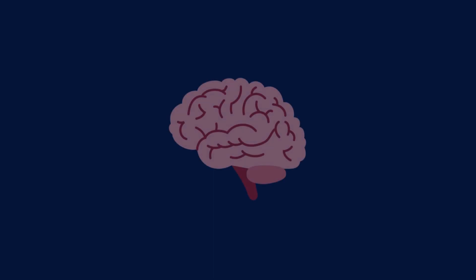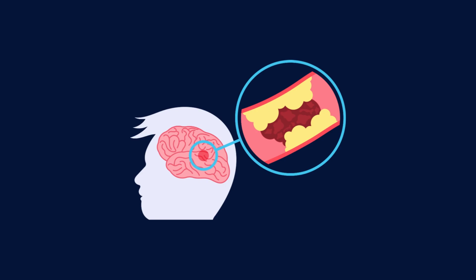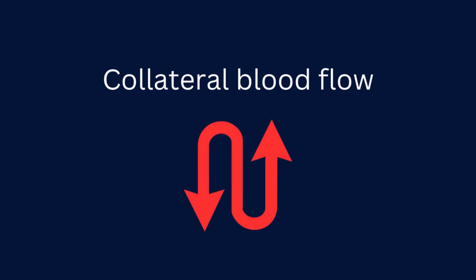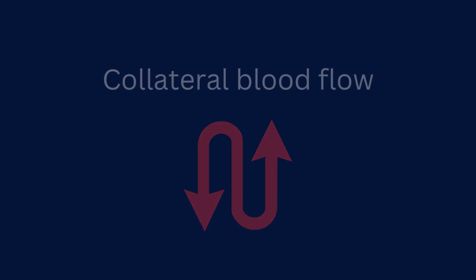In the event that one of our brain's major arteries becomes narrow and slows blood flow, or there is a blockage where blood flow stops, the Circle of Willis maintains blood circulation by redirecting the blood flow to interconnected branches. This redirection is called collateral blood flow, which means that alternative routes will be used.